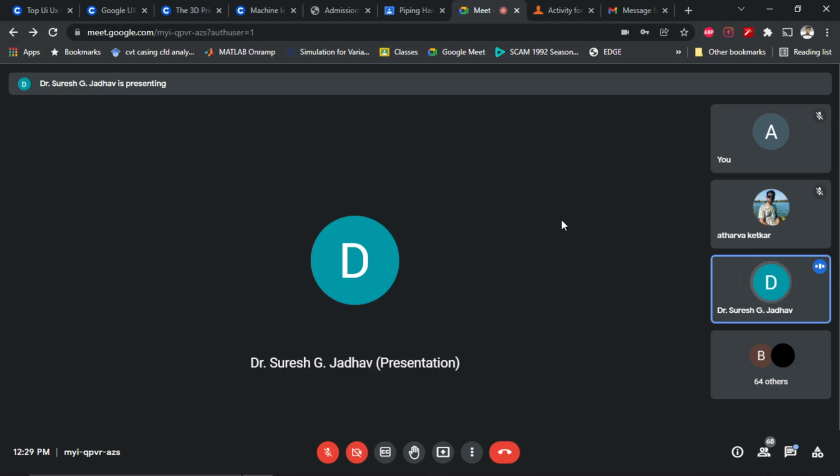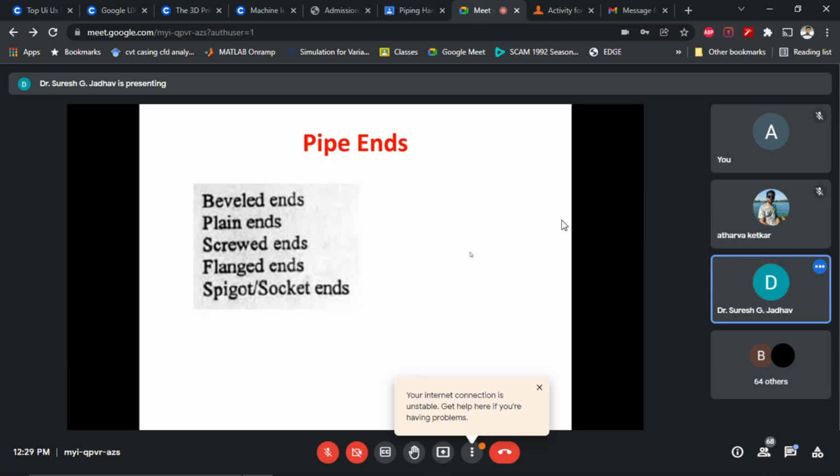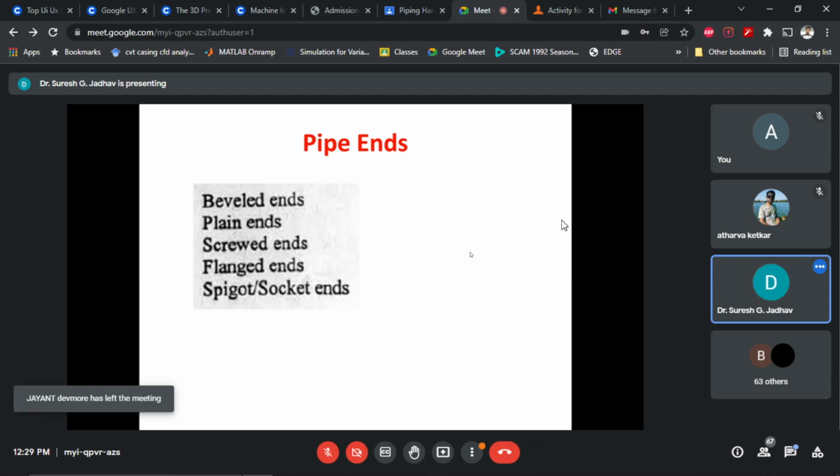That's pipe ends. Five pipe ends based on material of construction and end points. Like ends of pipes are classified as: first, bevel ends; second, the plain ends; third, the screw ends; fourth, flange ends; and fifth, spigot or socket ends. And we have studied a few ends in the workshop.